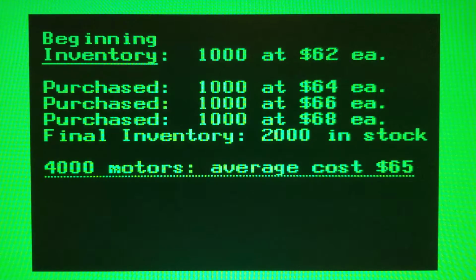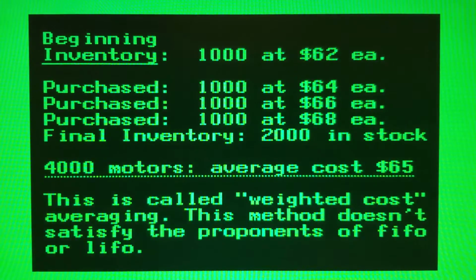You might say that there were during the year altogether 4,000 motors available for sale with an average cost of $65, and that a reasonable value for the ending inventory would thus be $65. This is called weighted cost averaging. This method, despite its reasonableness, doesn't satisfy the proponents of either FIFO or LIFO.